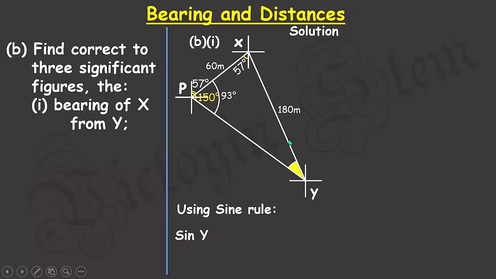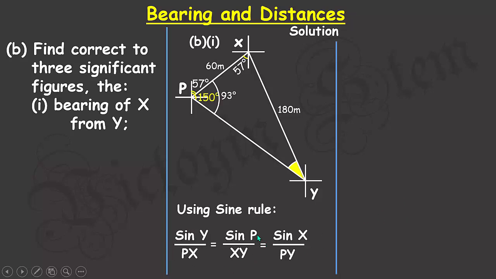The sine rule states, from this triangle, sine y, where y signifies angle y, divided by the side facing y, which is px, equals, if you're working with p, sine p, where p is angle p, divided by the side facing angle p, which is xy, equals sine x divided by the side facing angle x, which is py. So this is the sine rule, and I can use any two of my choice. I can use the first two or the next two. But in this question, the first two will be the most useful because I'm looking for angle y.